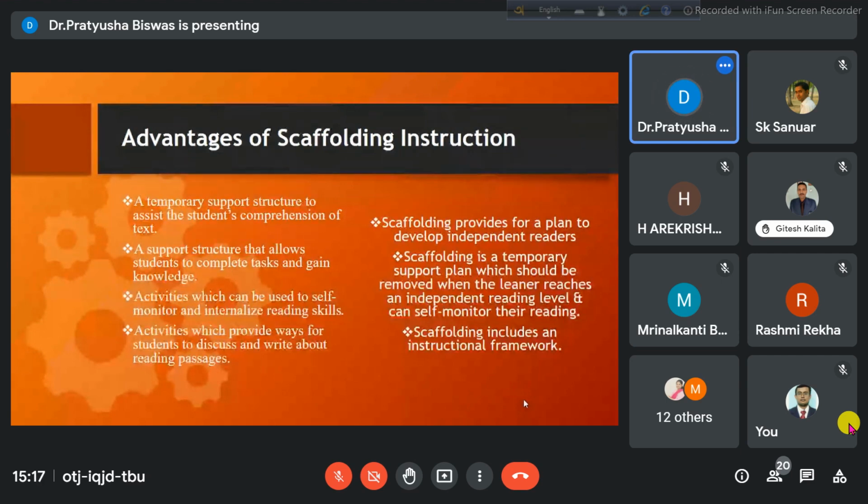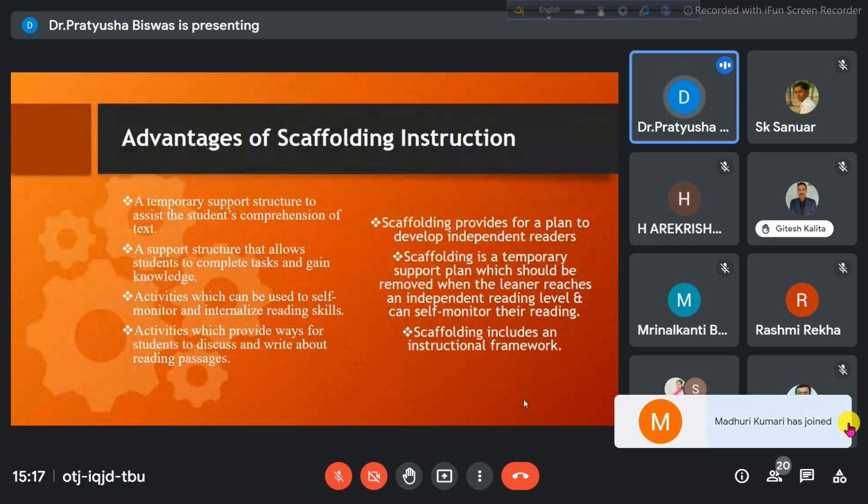Sometimes in a group of 40 you have identified, you have given them a particular task. There might be some exceptions, where 20 of the 40 would not respond the way you are expecting them to. So you need to have a support structure to assist those children and level up their pace of understanding the reading text that in general is followed by the entire class. The support structure allows students to complete tasks and gain knowledge.